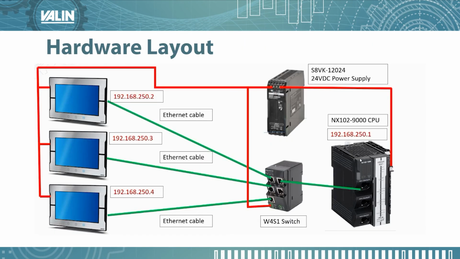So that is the process of how to add multiple Omron NA HMIs to communicate to an Omron machine automation controller and NX series PLC. Thank you for watching, and let us know if you have any questions.